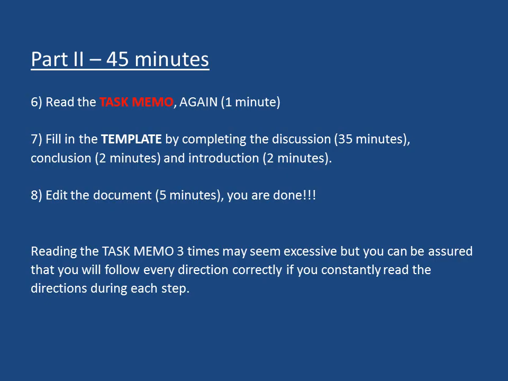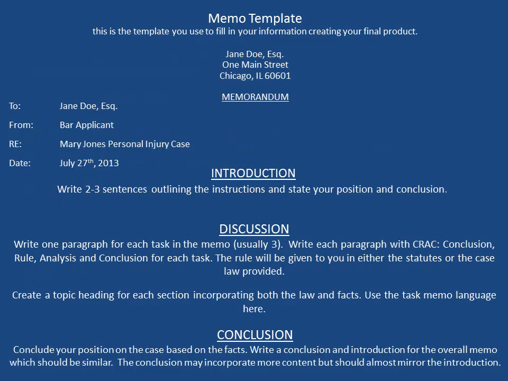I know reading the task memo 3 times throughout this period does sound excessive, but it's well worth it, just to make sure you're on the right track. Now we're back to the memo template you've already created. I want you to bring your focus to discussion. Here you're going to be writing 1 paragraph for each task in the memo. Usually it's 3. It could be 2. It could be 2 with a subtopic that you're going to have to address.